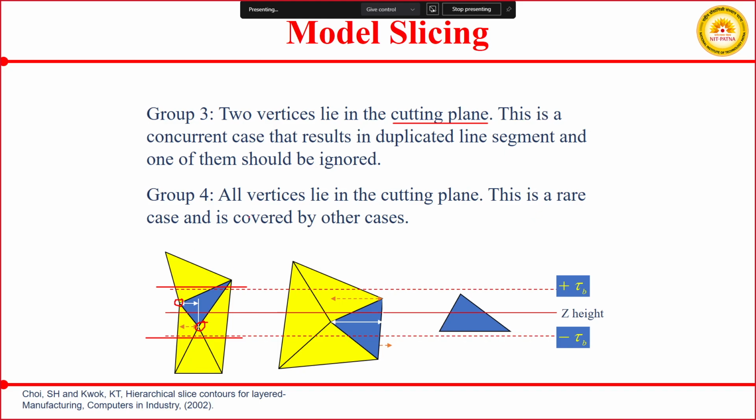Then there is another case, group number 4, where all of your vertexes may lie in a single cutting plane. So these are all four cases, and maybe I will stop here because today I just wanted to discuss in short.